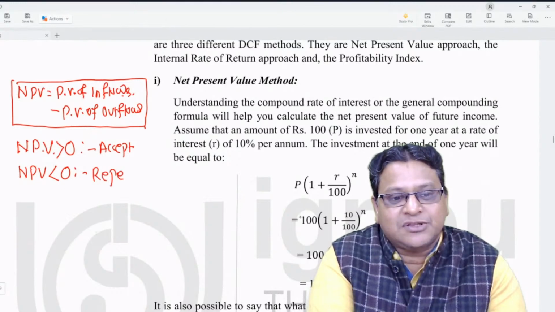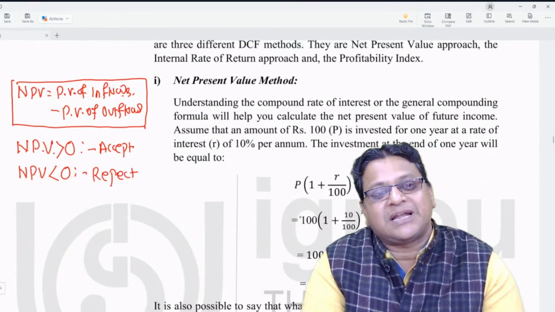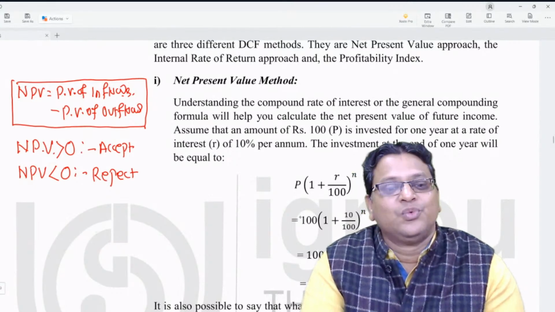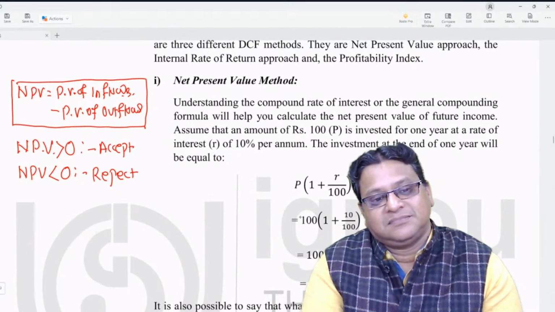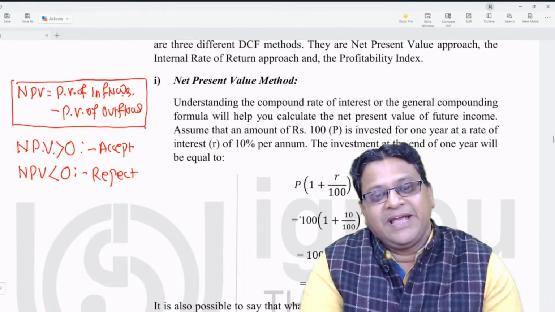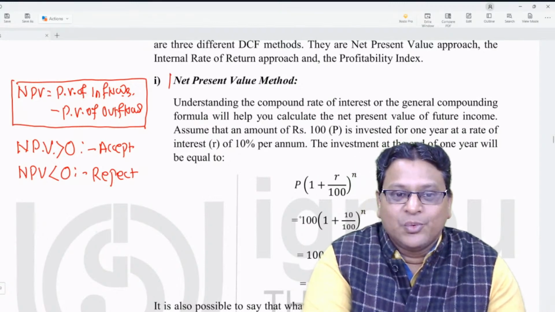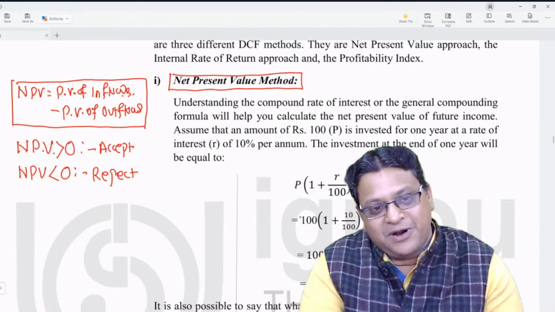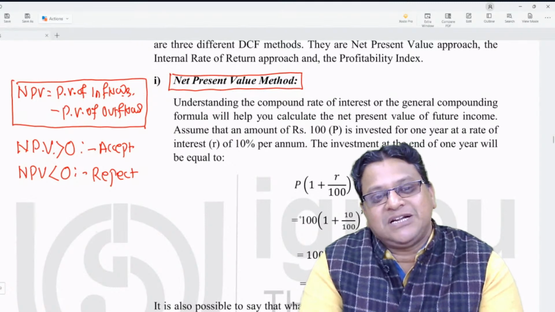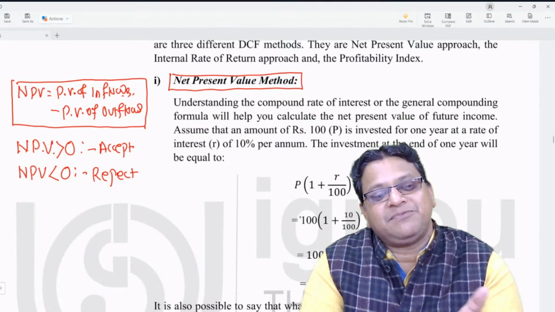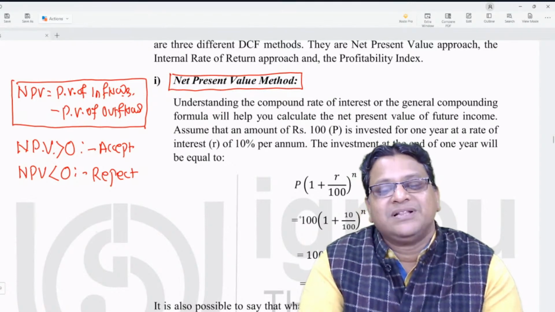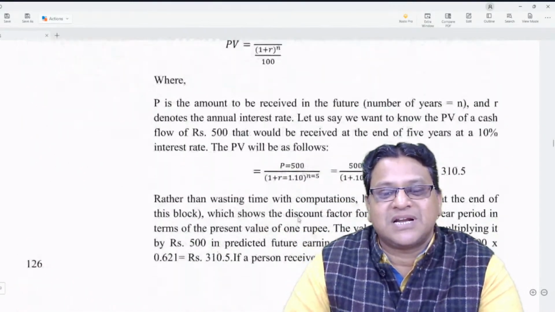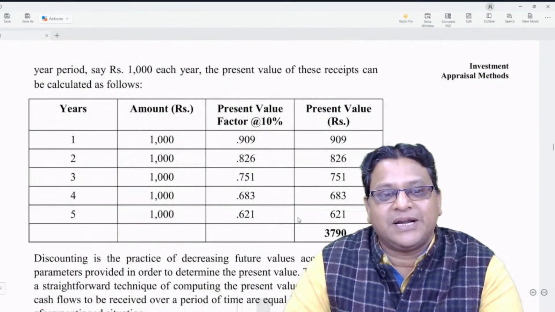Why should we reject the project? We should reject the project because it will erode wealth of the firm. Hence, under the NPV method, we have to calculate present value of inflows and present value of outflows. We have to deduct present value of outflow from present value of inflow and find out the NPV. Let's take an example, then we will understand how NPV is calculated.